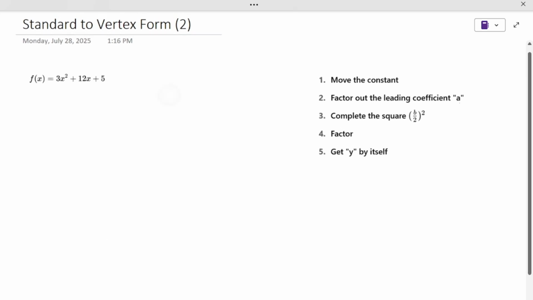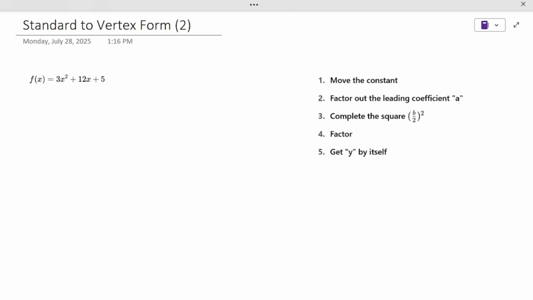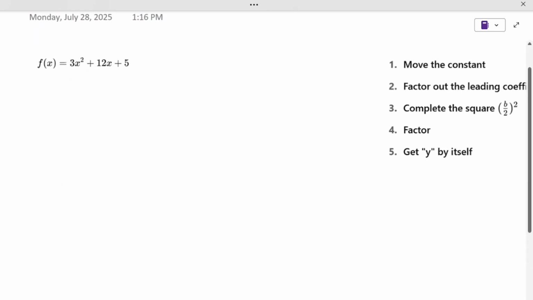So this next equation, f of x equals 3x squared plus 12x plus 5. First things first again, we are going to define a, b, and c. Our a value is the leading coefficient in front of this x squared term, which is 3. The b value is the second term, and the coefficient in front of that x is 12. And our c is just the constant. C for constant, is 5.